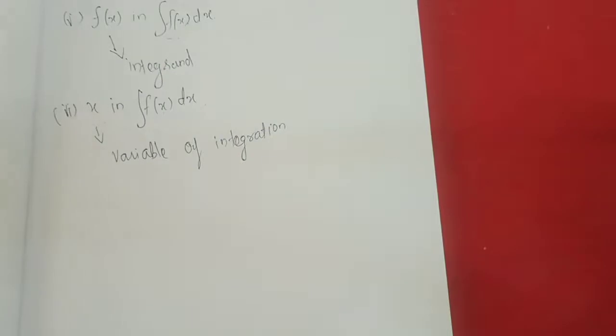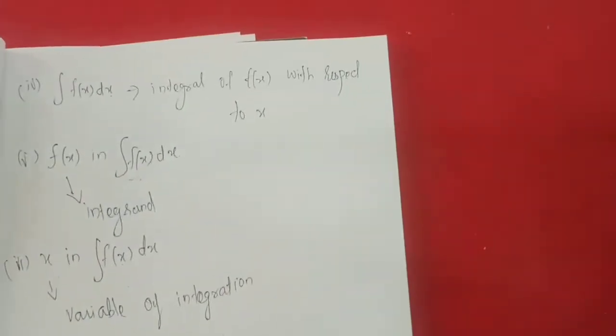Then, the integral of f of x dx is the integral of f of x with respect to x. In the integral of f of x dx, f of x is called the integrand. x is called the variable of integration. C means the constant of integration. So these are the basic things. Now I hope you got some idea of integration.